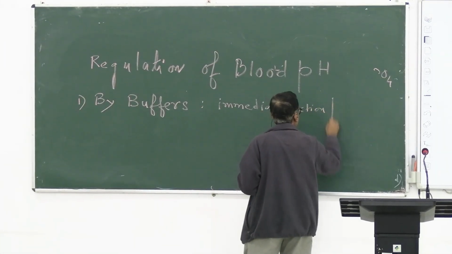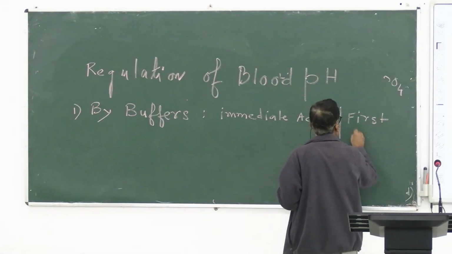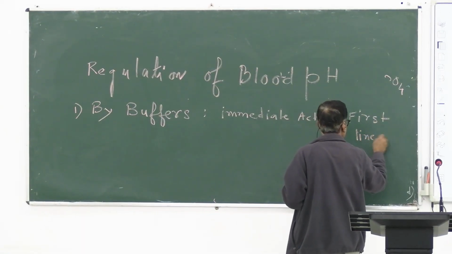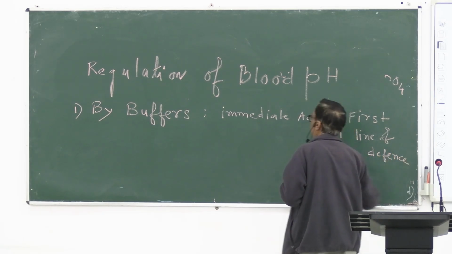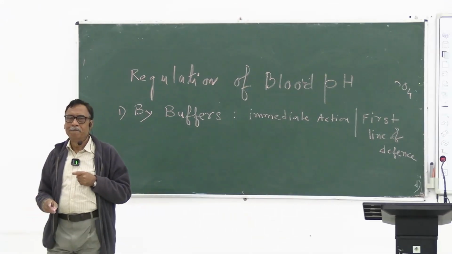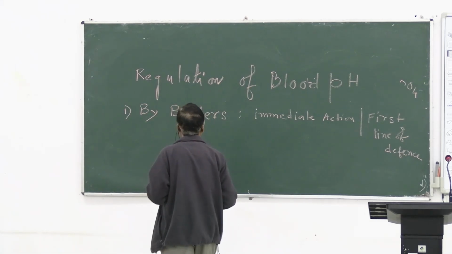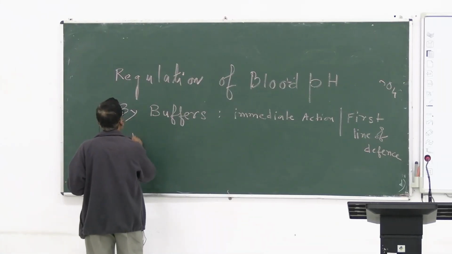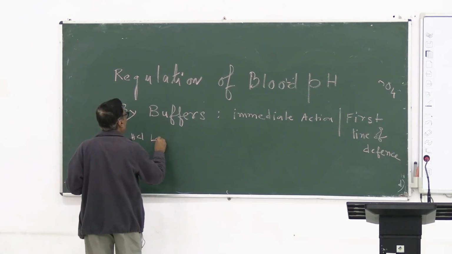And it is the first line of defense. First line of defense is the buffers, and mainly bicarbonate buffer. So what happens with bicarbonate buffers? When there is acid load, what will happen?